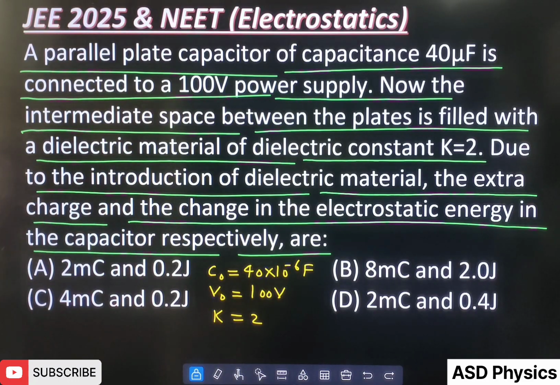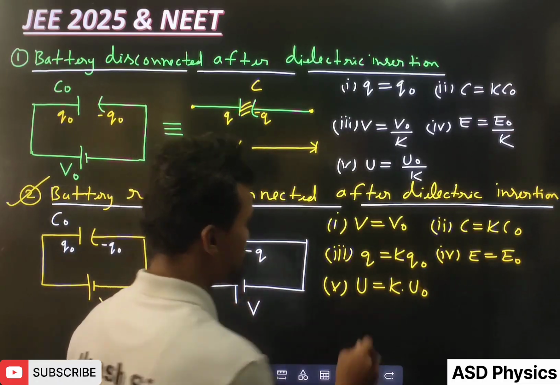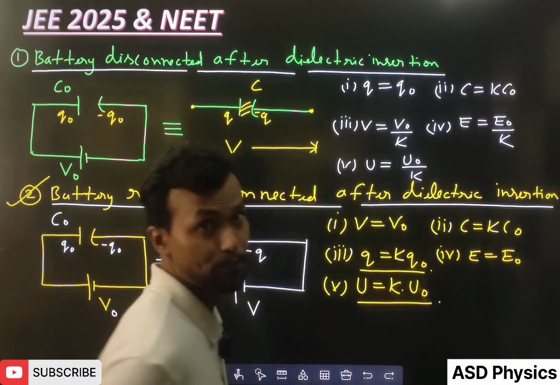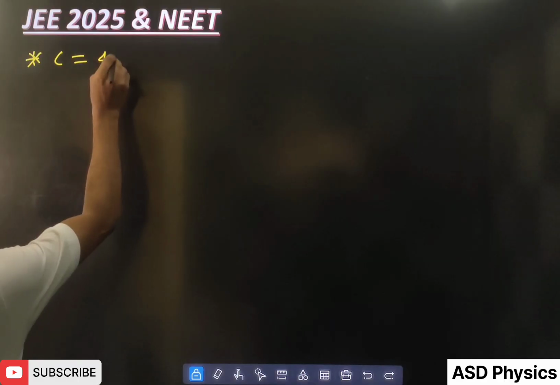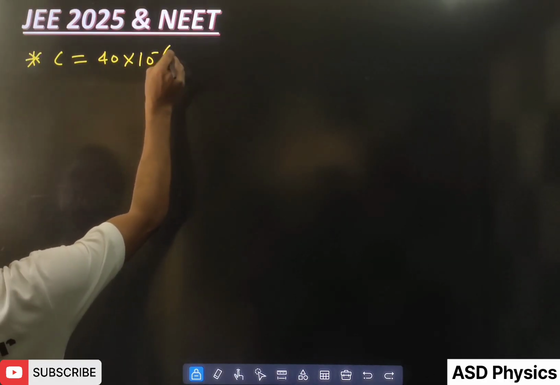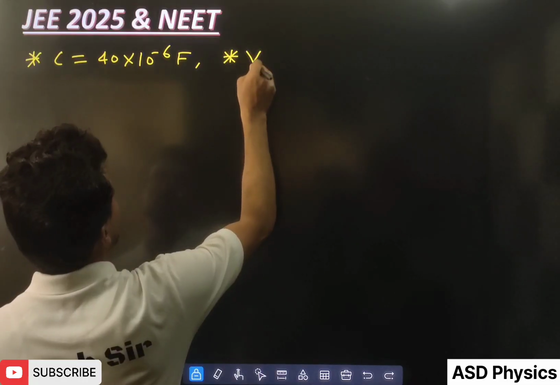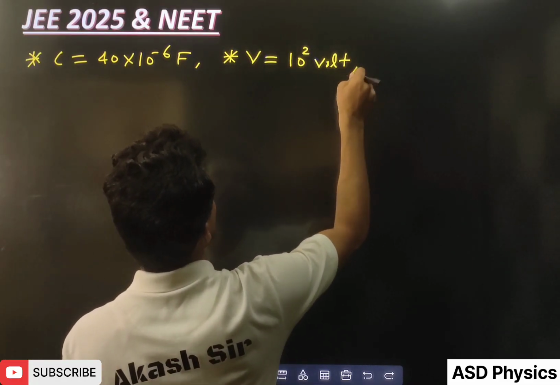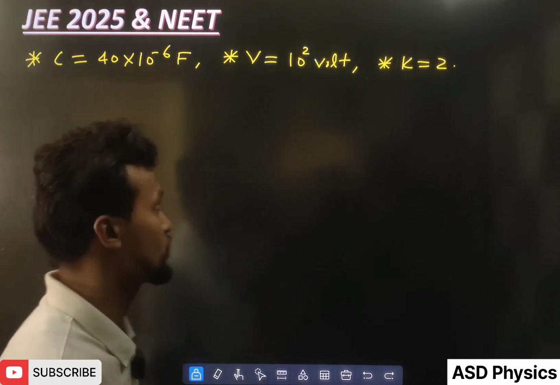So now students, let's see. They are asking the change in charge. You can see the new charge is Q equal to KQ0, and energy is this one. As I have told you, the capacitance is 40 microfarad, 40 into 10 power minus 6 farad. The potential is 100 volt, so 10 to the power 2 volt, and the dielectric constant K is 2. This is the situation.